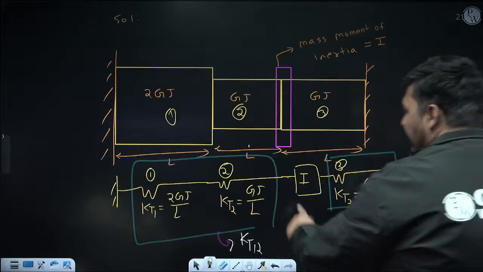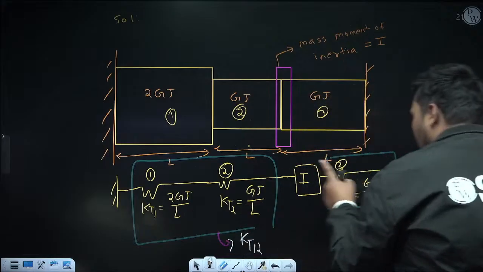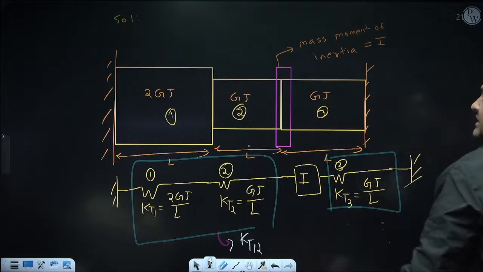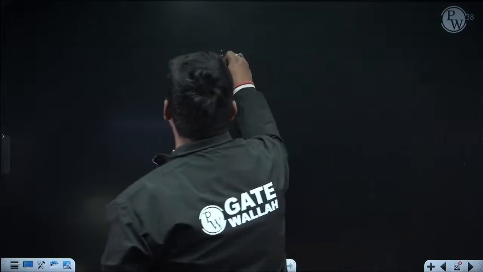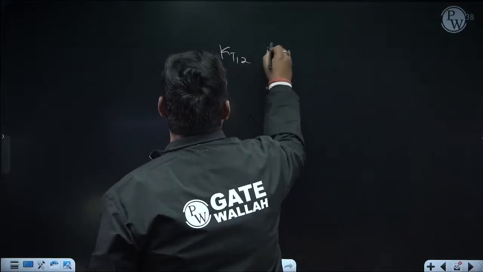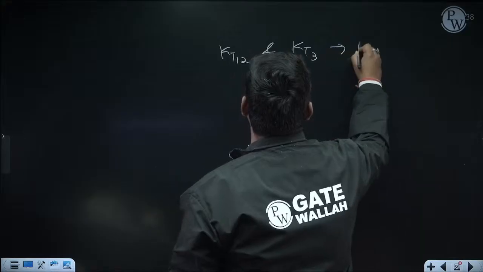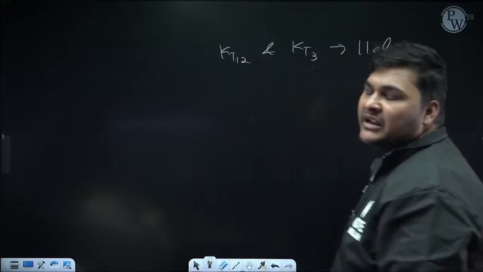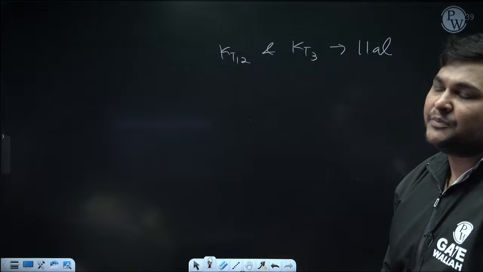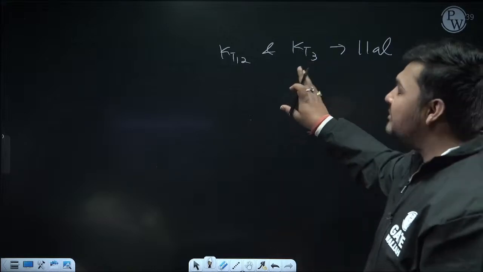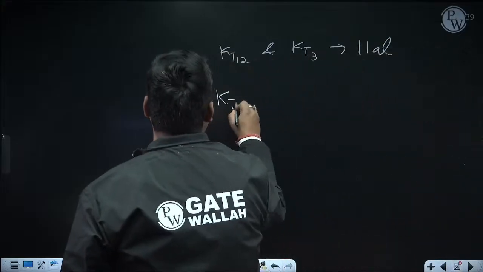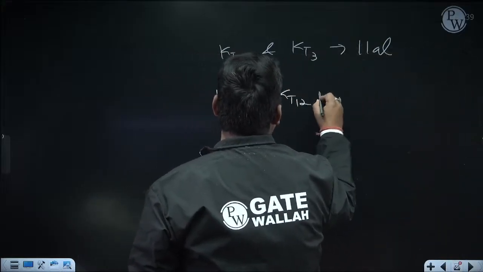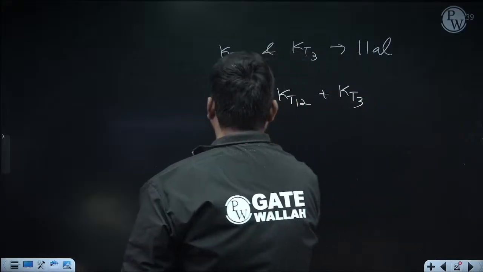Now, the equivalent stiffness of this side system, that is KT12, and the equivalent stiffness of this side, which is KT3, are in parallel arrangement. So now we can calculate the overall equivalent, that is overall KT equivalent. How? So see, now we know KT12 and KT3, they are in parallel. And in parallel arrangement, to calculate equivalent stiffness, we add the stiffness of the individual parts. And overall KT equivalent, because after that no other springs are left, will be equal to KT12 plus KT3.